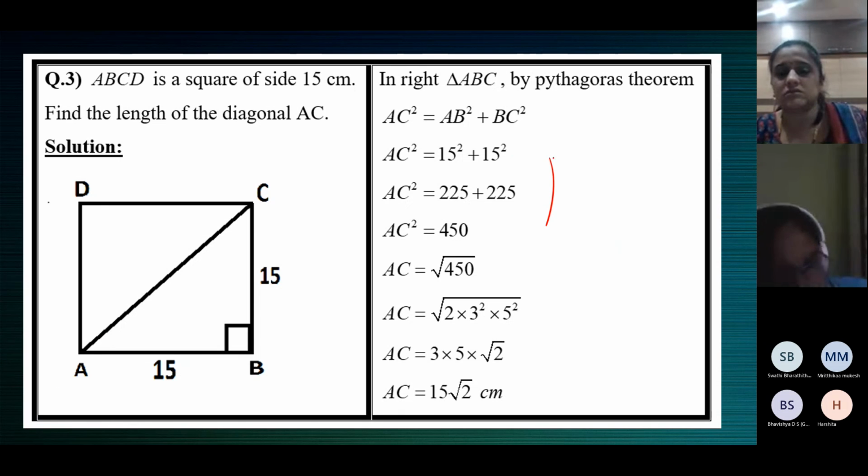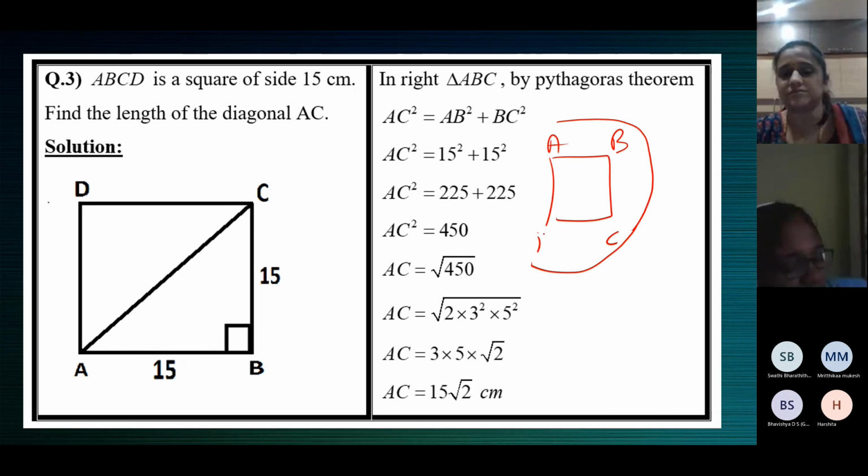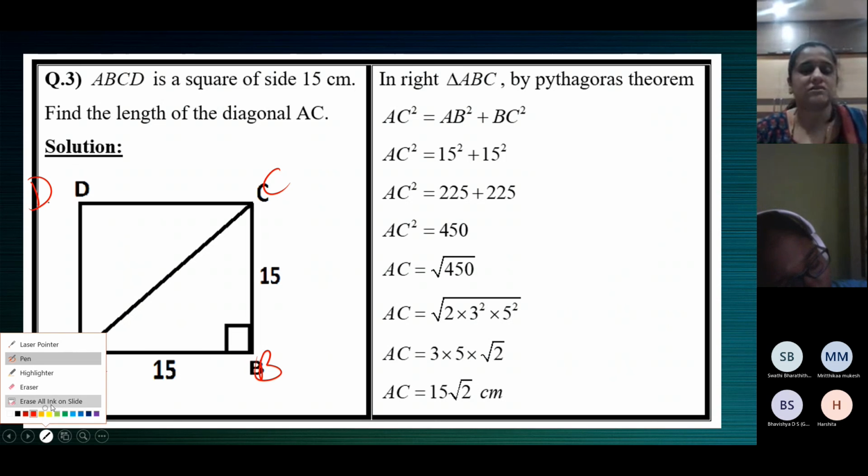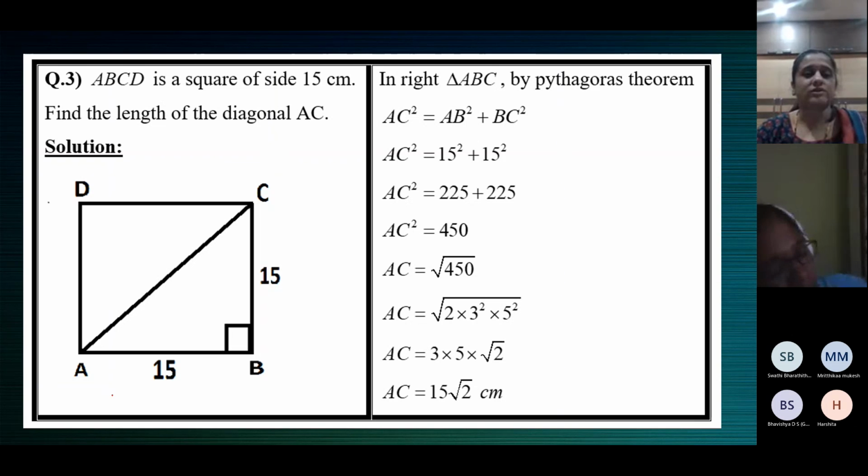Or if you start A here and B here, then C here, then D. So I have marked A, B, C, D like this. And it's given that the side of the square is 15 centimeters. So I've marked 15 here. Find the length of the diagonal AC. We need to find the length of the diagonal AC.